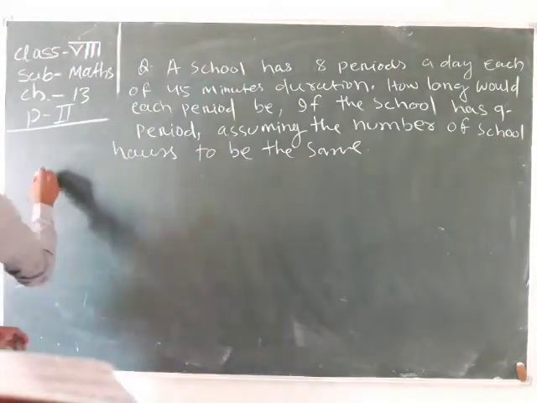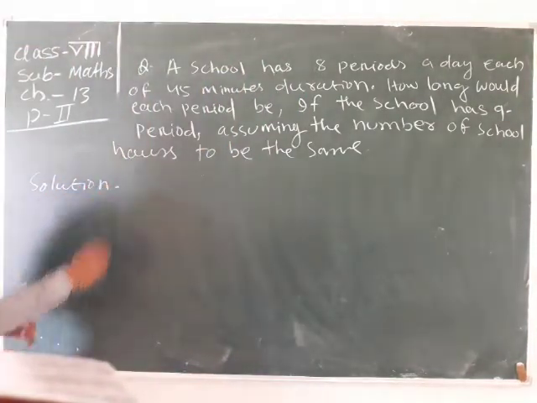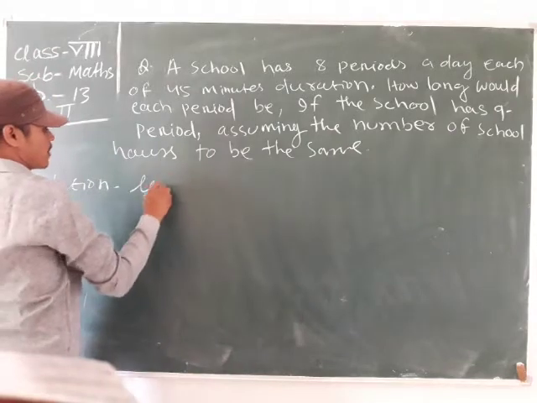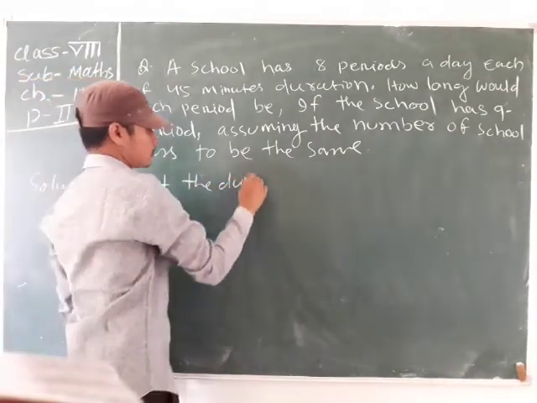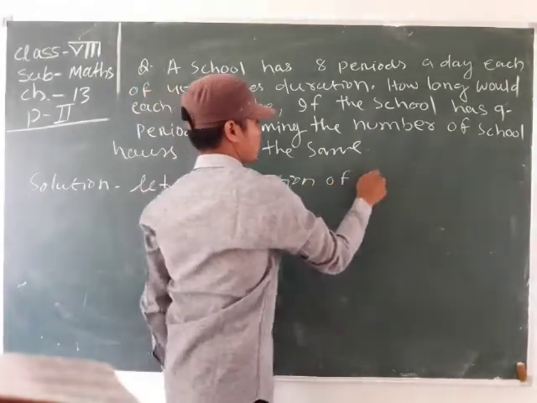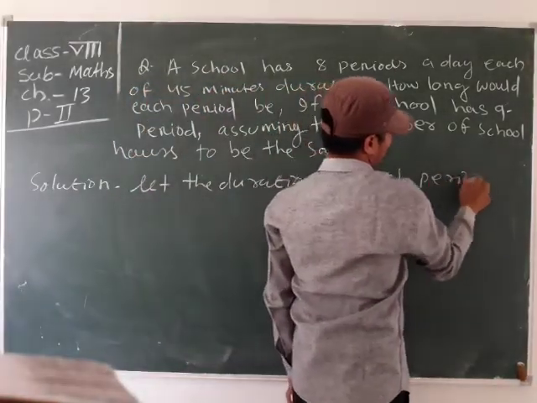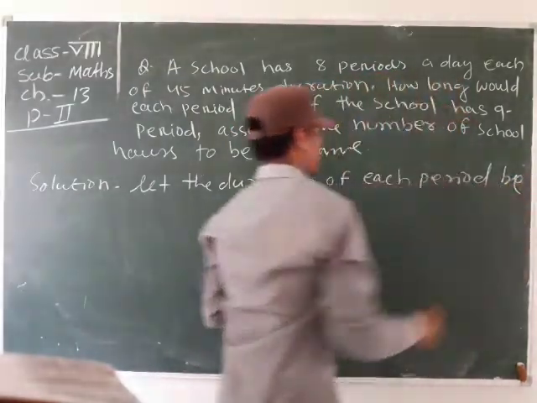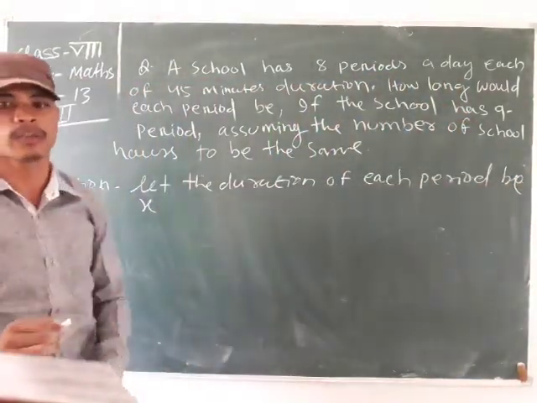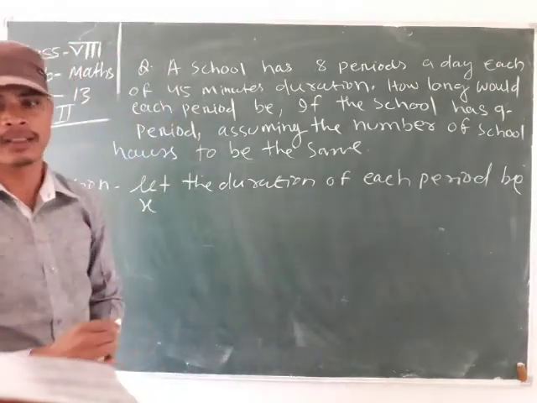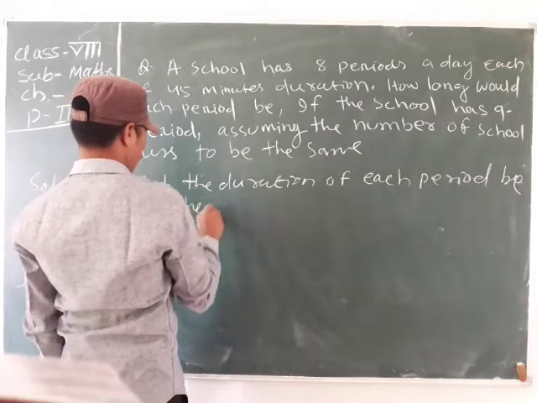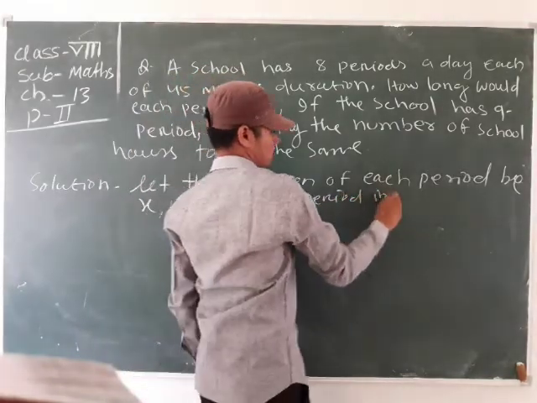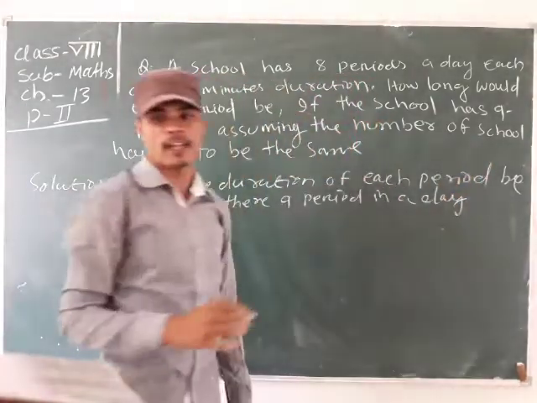See the book. Okay, now the solution. Let the duration of each period be x, when there are 9 periods in a day.